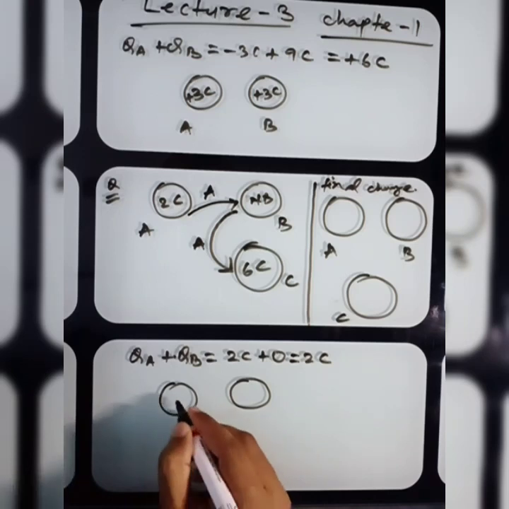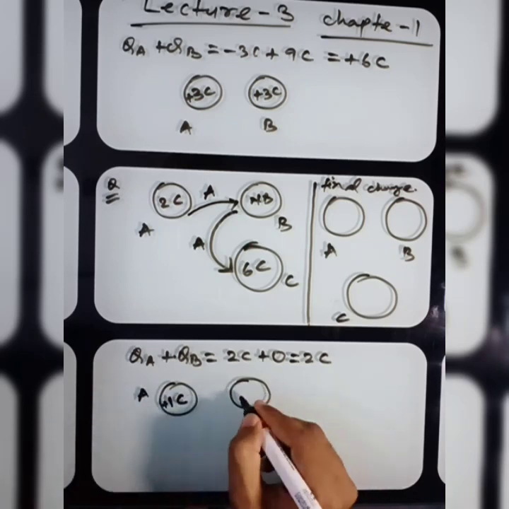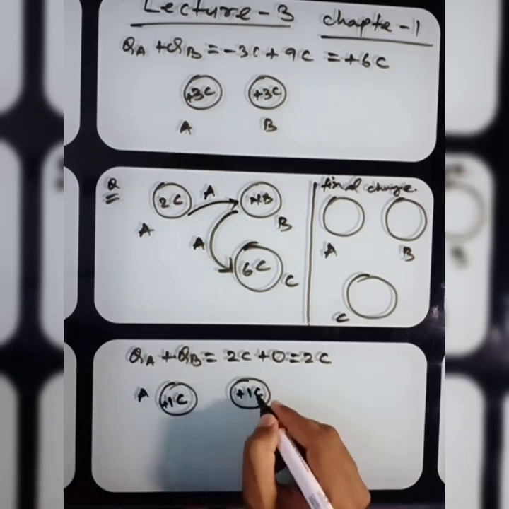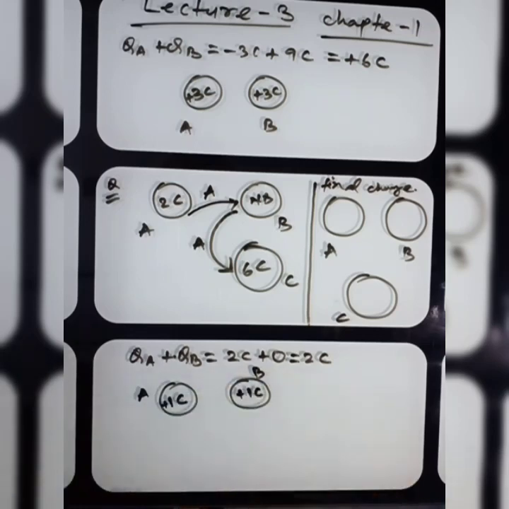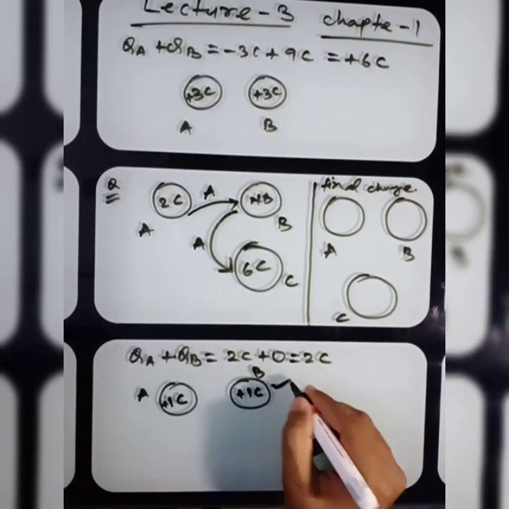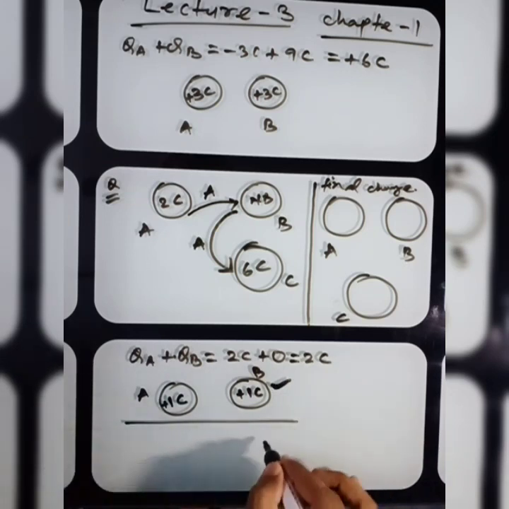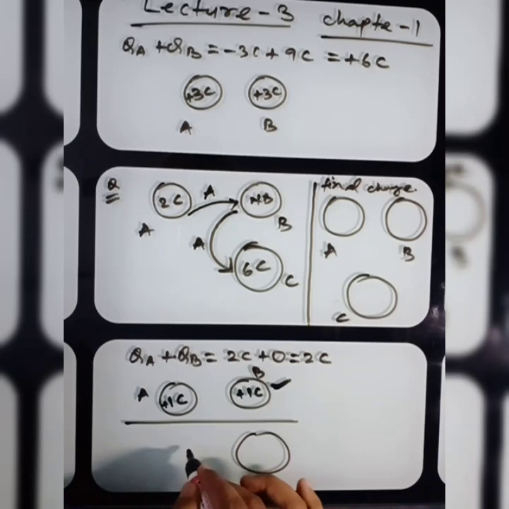A having 2 by 1, that is 1 Coulomb positive, and B having 1 Coulomb positive. Okay, now B itself is here only. Again A is to be brought and made to contact with C.